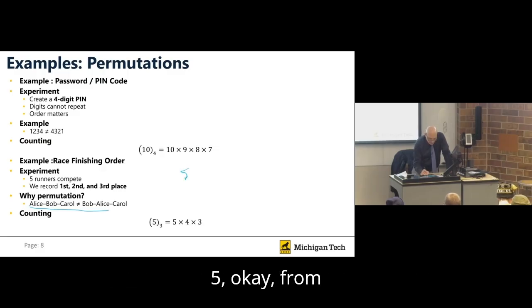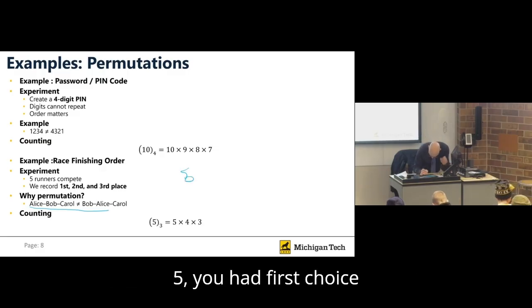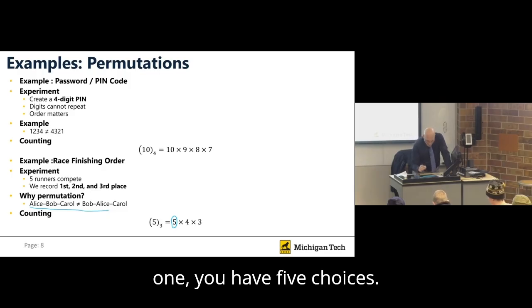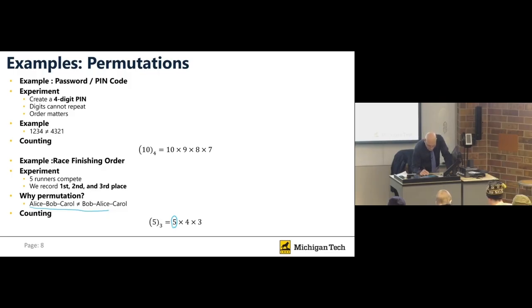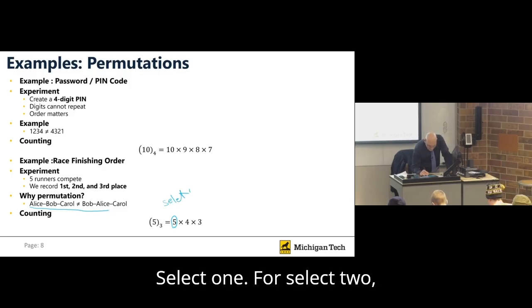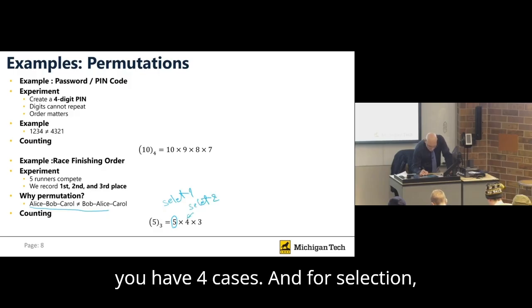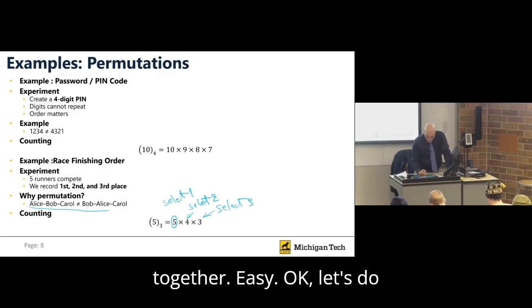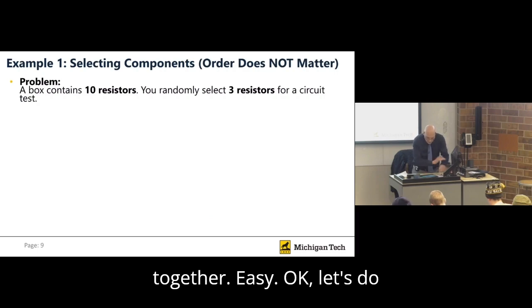So in this case, how many choices do we have? From 5, the first choice is 5 for selecting the first one. You have 5 choices. Select 1. For the second selection, you have 4 cases, and for the last selection, you have 3. So multiply them together, easy.